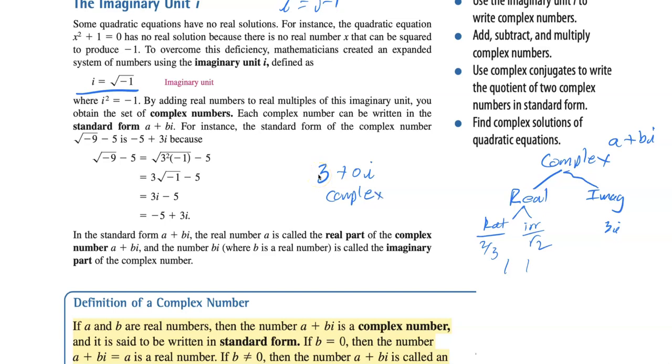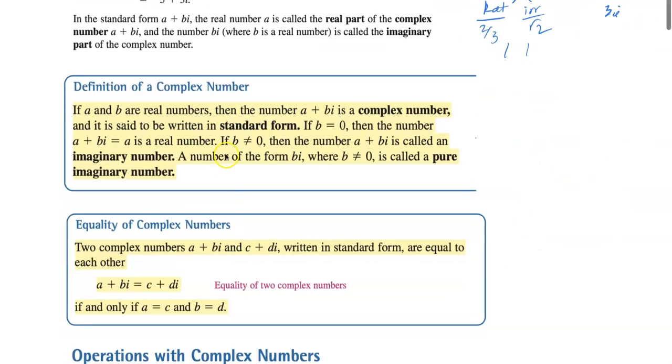Likewise, if I just give you 2i, you can also say 0 + 2i. So this is imaginary, but it's also complex. Every number is complex. Some of them are imaginary, some are real, and some of them are a combination, which is just complex. So that's what we're going to focus on today: complex numbers. That's the definition of complex numbers. This is written in standard form. The standard form of a complex number is a + bi, and every number is complex.